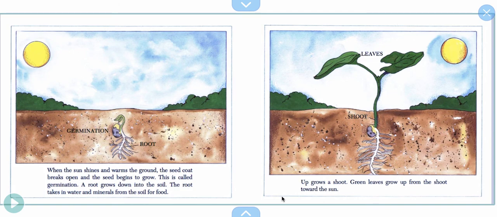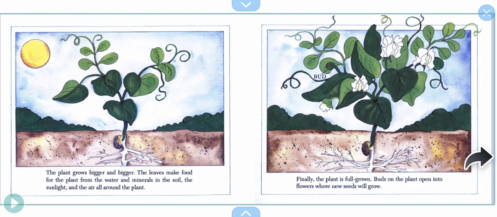Up grows a shoot. Green leaves grow up from the shoot towards the sun. So here is the shoot coming up. This is the green stem, so to speak, of the plant. And then up above are the leaves, and they're always going towards the sun. The plant grows bigger and bigger. The leaves make food for the plant from the water and the minerals in the soil, the sunlight, and the air all around the plant.